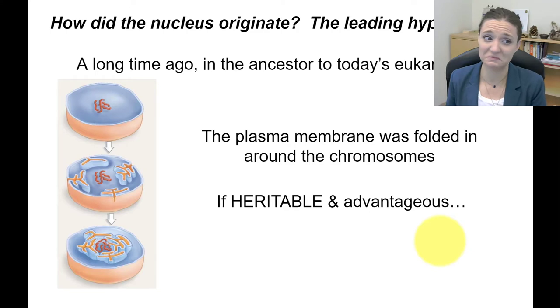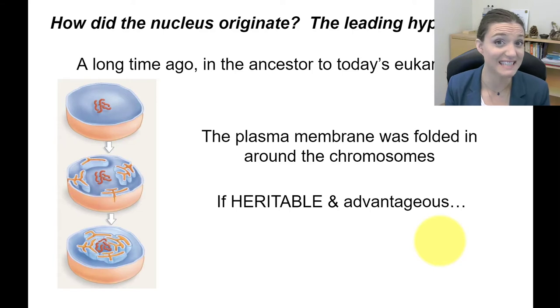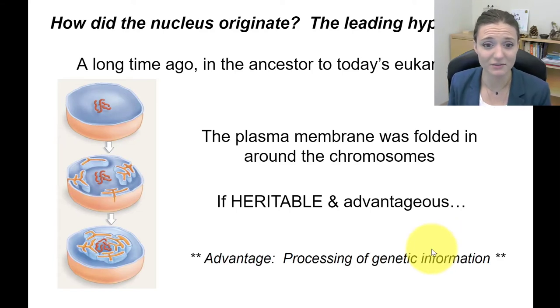Alright, so we don't really know how this happened. This is our best guess again. If this infolding of that membrane, the membrane surrounding that DNA, was heritable, meaning that characteristic could get passed on in the DNA of that organism, and it was advantageous, then what do you think natural selection would do? Natural selection would probably select for that characteristic, right?